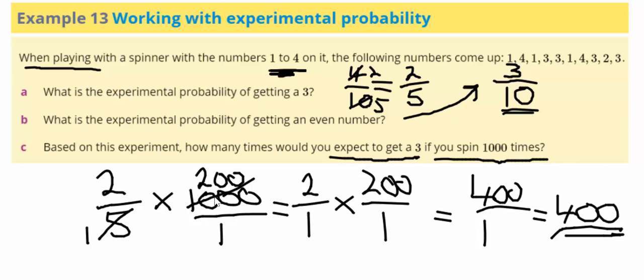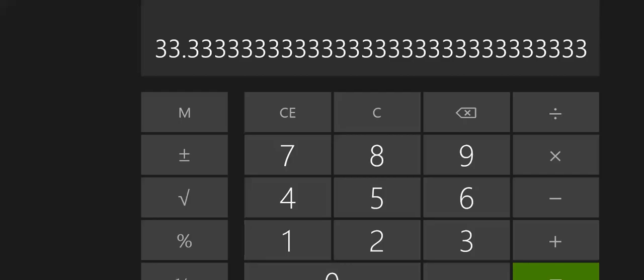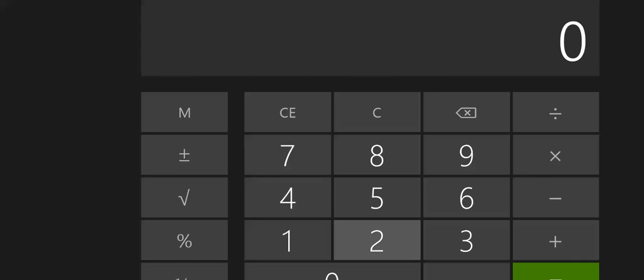So that's how we do it. You could also use your calculator to do that. Let's quickly bring the calculator up. So 2/5, remember, 2 divided by 5, that gives me that. Multiply that by 1,000, and I get 400. So that's the other way we could do that, using a calculator as well.